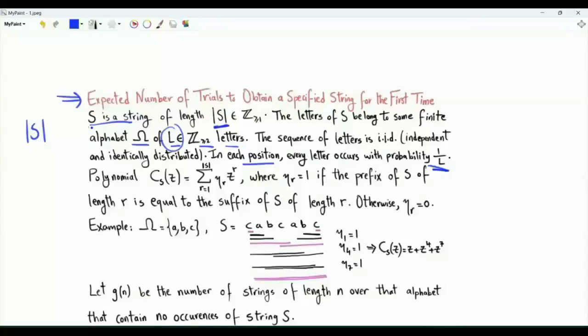For example, if we are tossing a coin, then our letters are heads or tails, and we may ask this question. On average, we need to toss the coin how many times to get the sequence, say, heads, tails, heads.